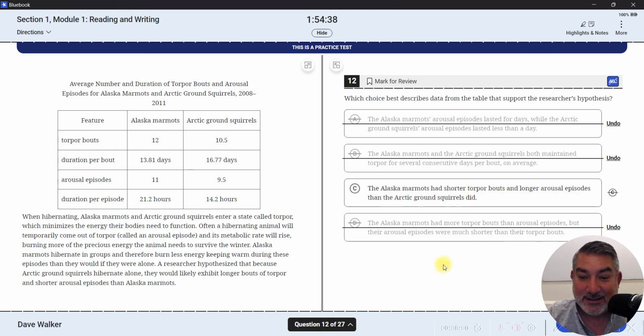C better be correct. Let's see, the Alaska marmots had shorter torpor bouts and longer arousal episodes than the squirrels did. Now, all that is doing is restating the claim backward in an inverse form. The claim is that the squirrels have longer bouts of torpor, and then the correct answer says the marmots had shorter torpor bouts. And then the claim says the squirrels had shorter arousal episode, and the correct answer says the marmots had longer arousal episodes. So it literally just restates the claim backward.